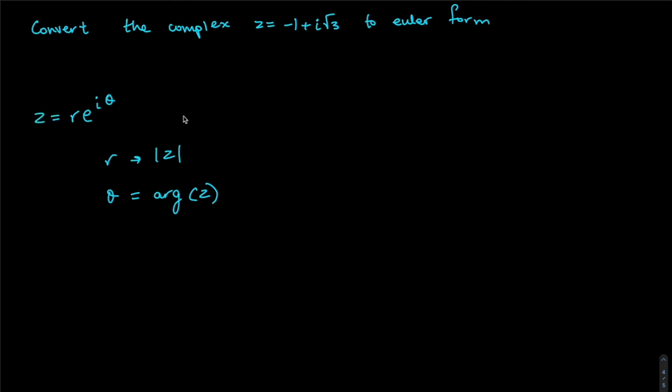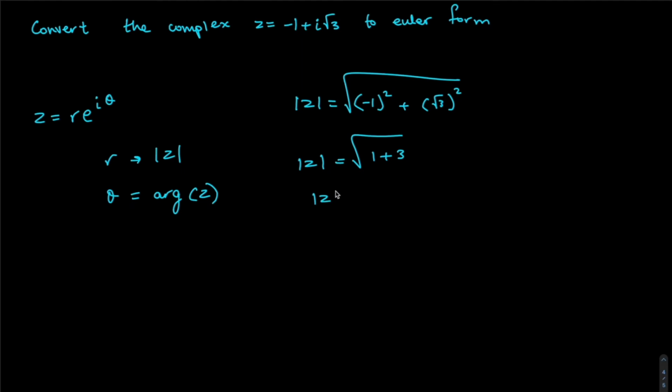So z is equal to this. Let's find the modulus first. So modulus of z is equal to the square root of the real part squared plus the imaginary part squared. So minus 1 whole squared plus root 3 whole squared. So modulus of z is the square root of 1 plus 3, which is 4. Modulus of z is equal to 2, right? So that's our modulus. We have found that. Now let's find the argument. To find the argument, you can do it multiple ways, right?